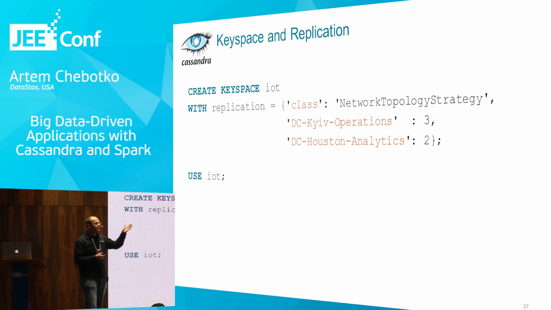This is how easy you can set up replication. Here you have 2 data centers, one in Kyiv, which could be the operations data center, and another one in Houston, and you have different replication factors, 3 and 2. So your data will automatically replicate between those data centers. You don't need to do anything.